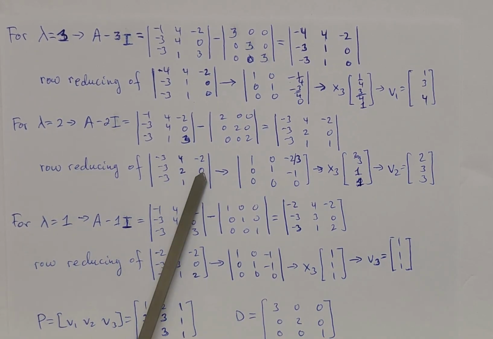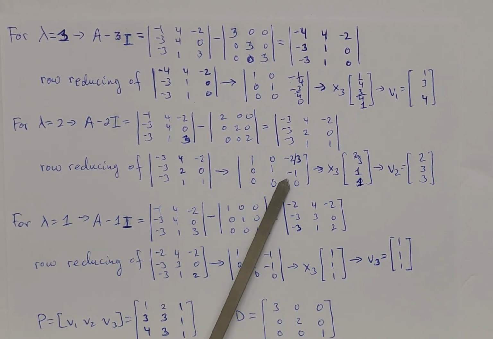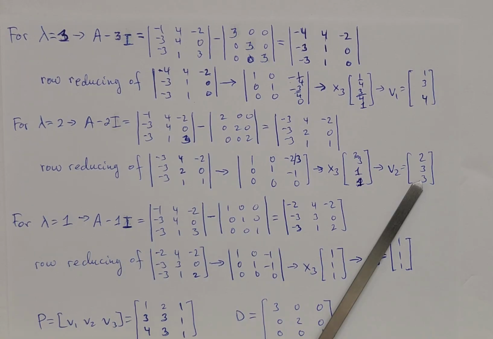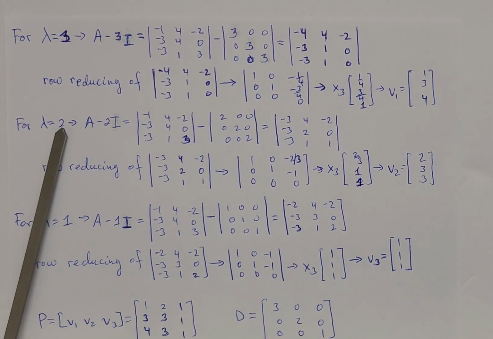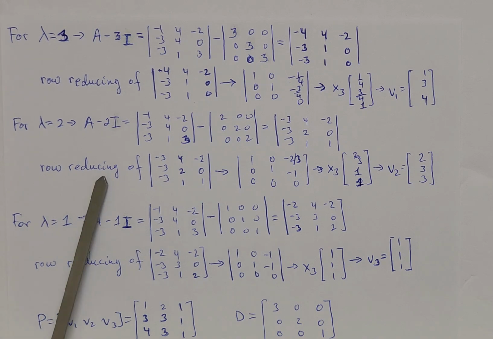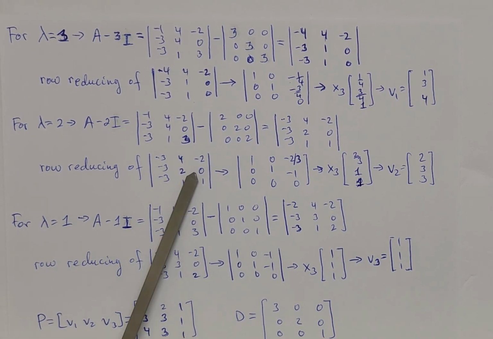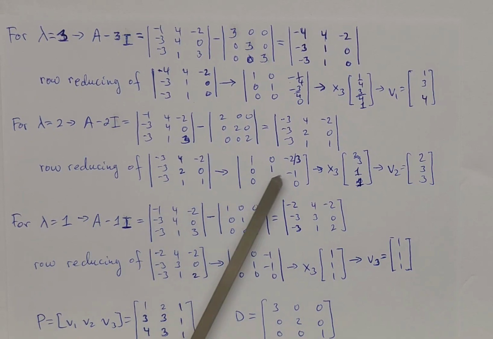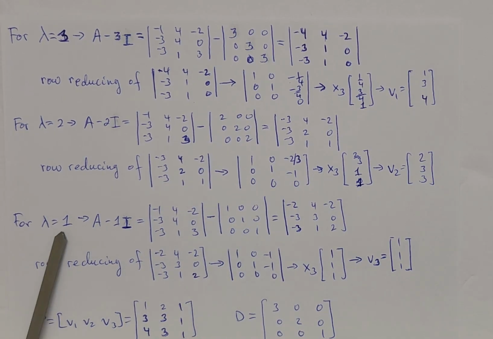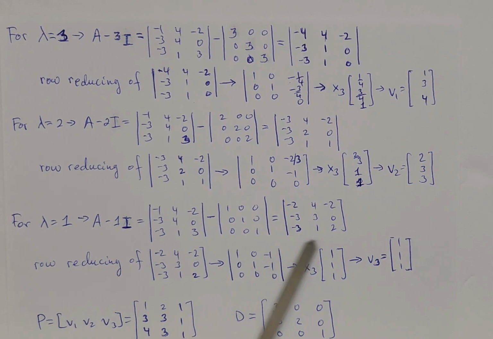Row reduce this matrix. This is the result, and it comes out to be the vector or basis that belongs to eigenvalue 2. Again, row reducing, make sure you remember how to row reduce. Now there's a lot of work here, so I skip all that and just go to the result. And the last one, eigenvalue 1, same thing. Row reduce this matrix, okay?